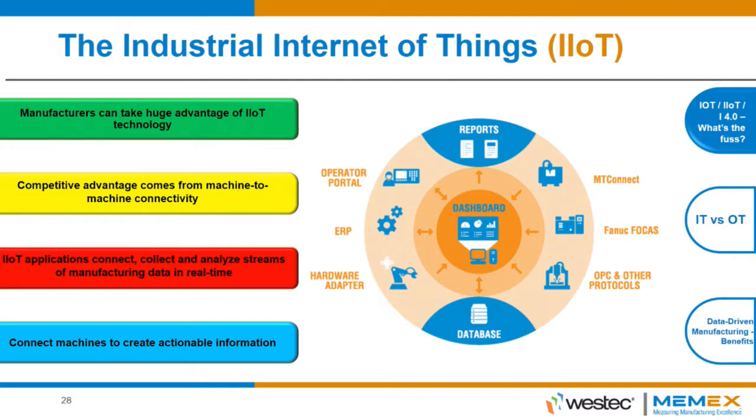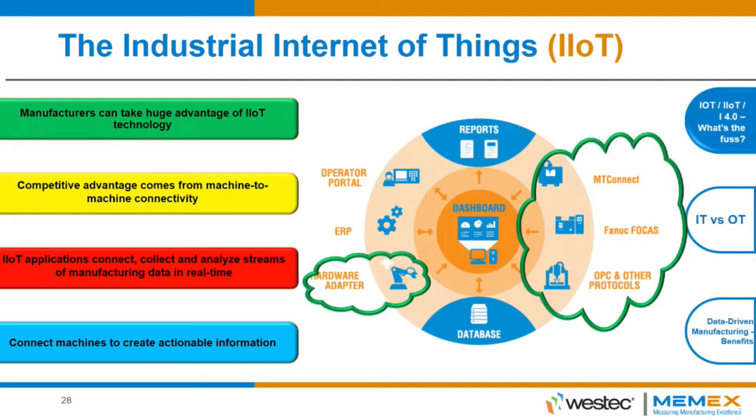So industrial Internet of Things: manufacturers take huge advantage of IoT technology. Competitive advantage comes from the machine-to-machine connectivity and actually having the data. IoT applications connect and analyze streams of manufacturing data in real time. And there they are again: MTConnect, FANUC FOCAS, OPC, and other protocols, or a hardware adapter. Then we have the data from the ERP system, and again, we have data from the operator portal. This all fits nicely into the construct of industrial Internet of Things.